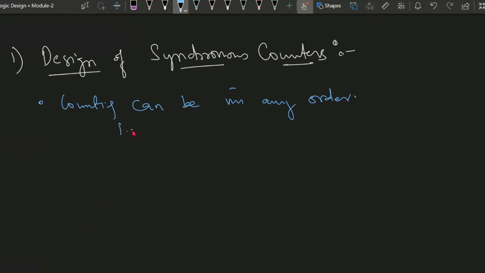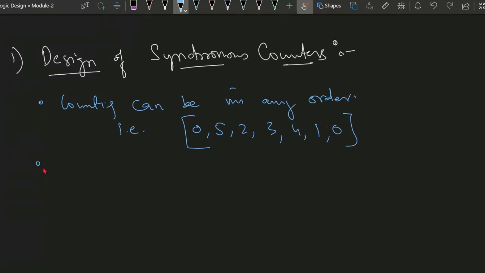For example, it may be asked to count like 0, then 5, 2, 3, 4, 1, then 0. It may be likewise also. So this is a random sequence. If it is a synchronous type of counter, then only this random, or any-order, type of counting is possible. In asynchronous, there is a fixed counting pattern. Either it will be an up counter or a down counter. I hope it is clear by now. So once we are going to design the synchronous counters, we can take any random count.